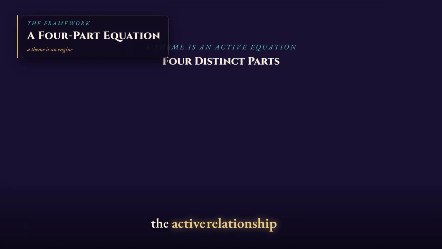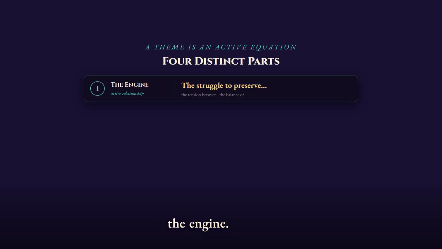1. The active relationship, or the engine. A story needs movement, and so does your theme. Instead of starting with a subject, start with an action or a state of friction. Things like the struggle to reconcile, the tension between, or the balance of, immediately tell your audience, and you, the writer, that this is going to be an active process.